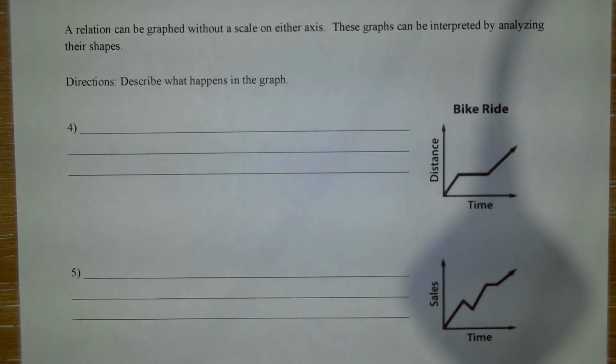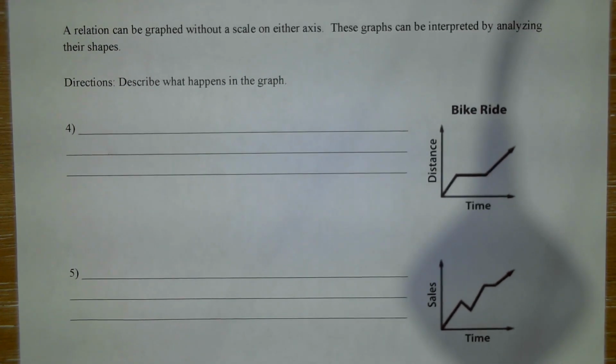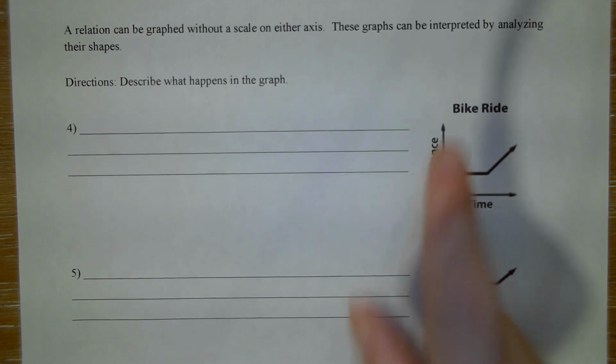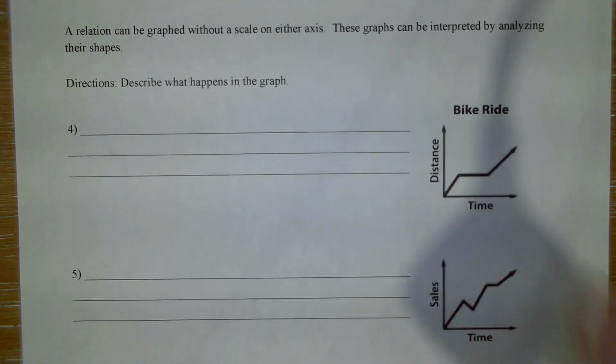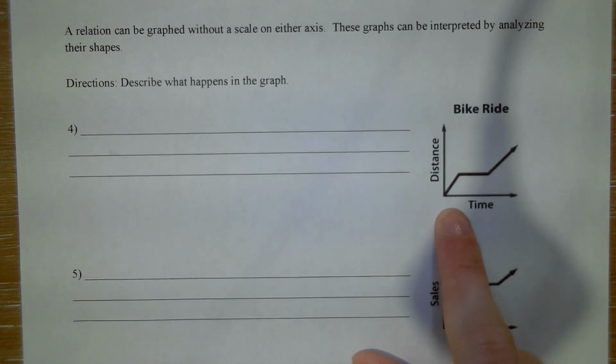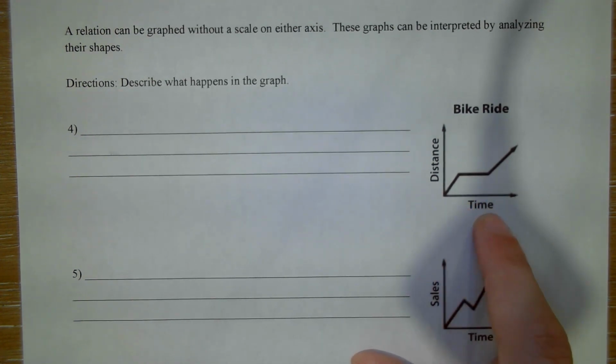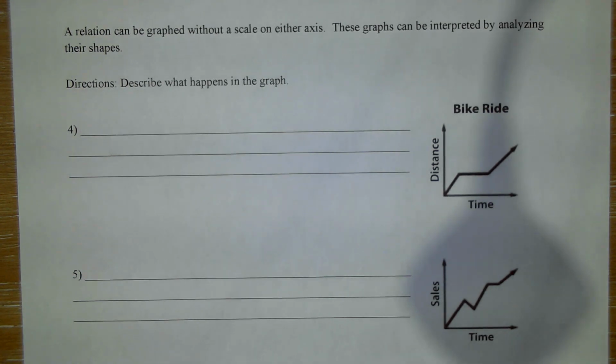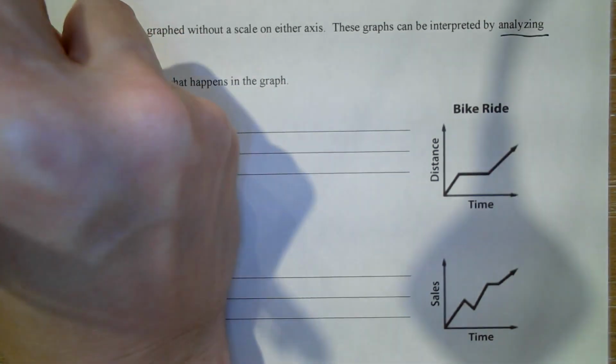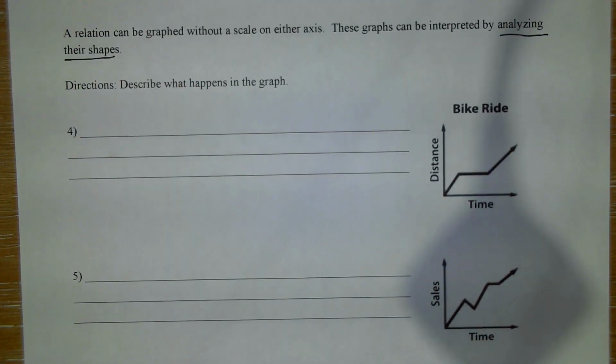Now, the last page, we're going to talk about how to kind of read and represent data with a graph. So a relation can be graphed without a scale on either axis. So these are just our general graphs. They're kind of generic, meaning there's no measurements. See how it just says time? It doesn't say it's minutes, hours, seconds, etc. These graphs can be interpreted by analyzing their shapes. So that's what we're going to be doing, analyzing the shapes of our graphs.